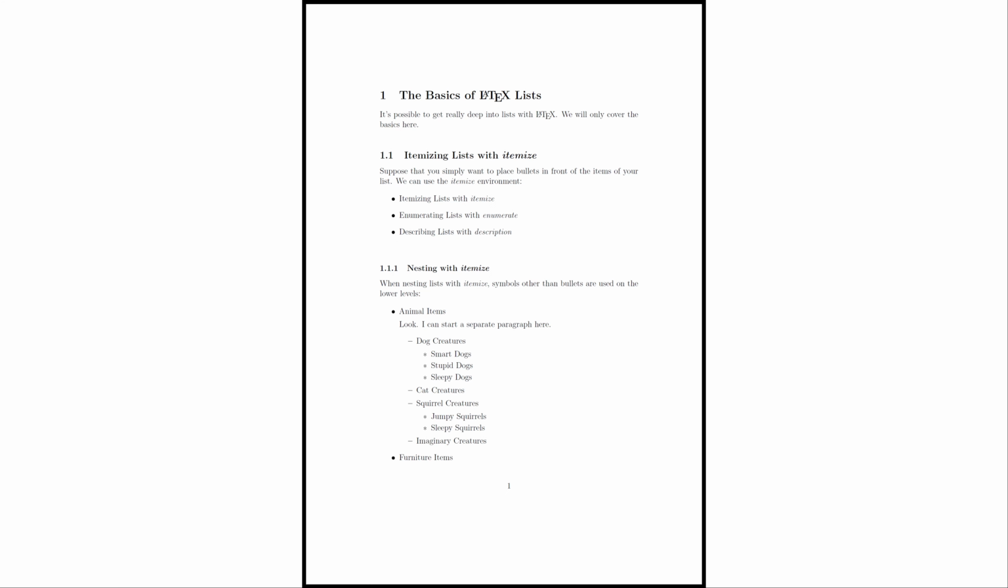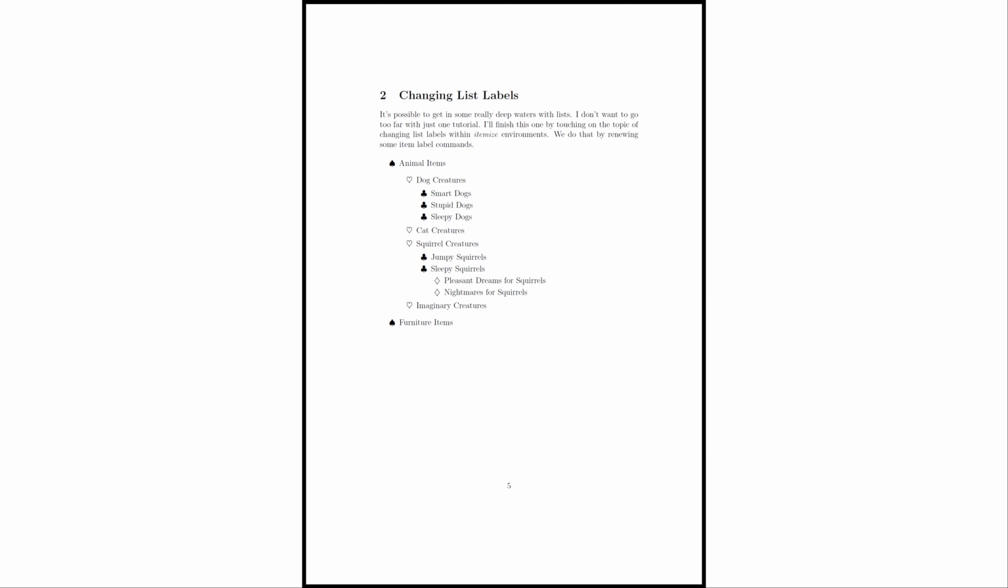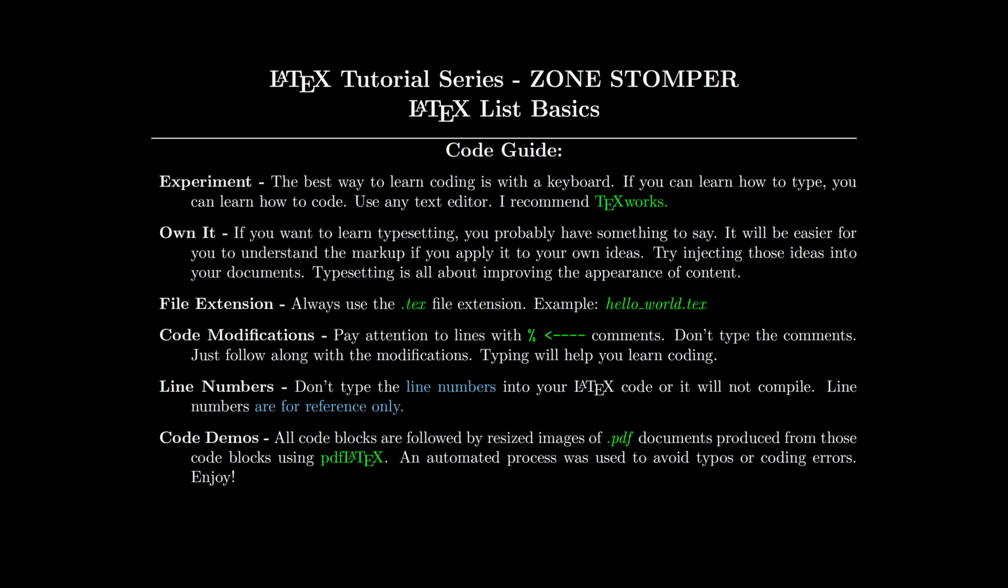Okay, for this tutorial we're going to look at the basics of LaTeX lists, and we've got a document here. I think it's about 5 pages altogether. That's the first page, and we'll look at itemize first, then enumerating, describing, and then mixing list environments, and finally we're going to look at changing the labels for our list items.